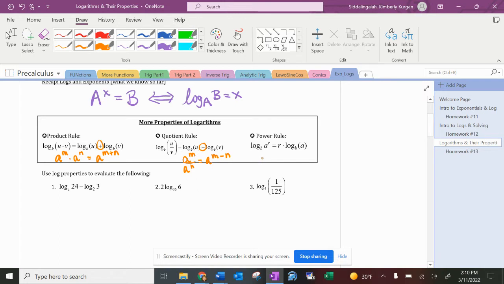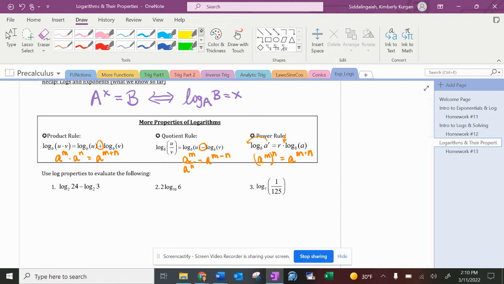And then this power rule has to do with exponents, when you would do a power to a power, you would multiply the m and the n. So how that looks here is this little r, this exponent of r, comes down in front, and as you can see it is multiplying by the log. So I'm going to look at some simpler problems first with you, before I get into some meatier ones that use these properties.